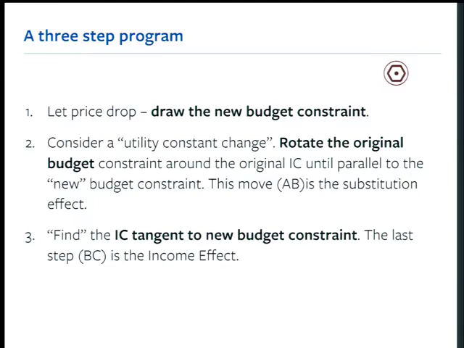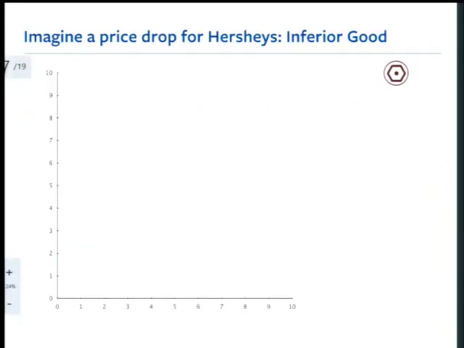So let's try and figure this out. How about for, what's your name in the back there? Hershey's were inferior to you? What's your name? Karen? All right, so let's draw Karen's indifference curves for Hershey's being an inferior good after she faces a price drop for Hershey's. So again, what you've got here is Reese's.